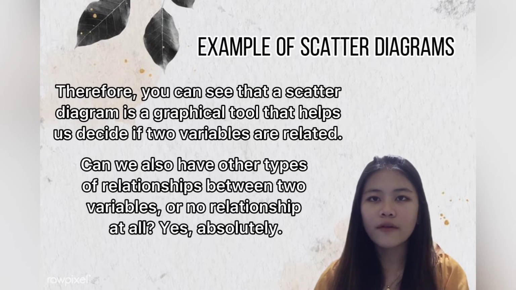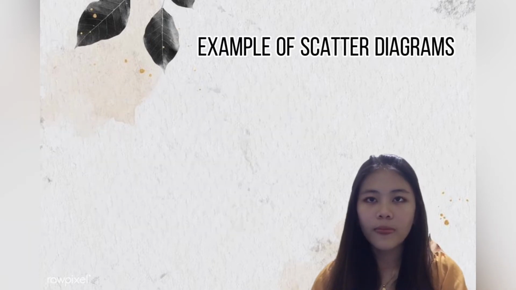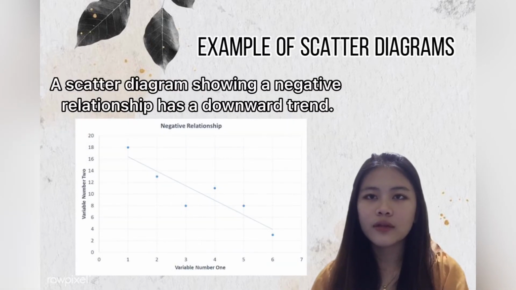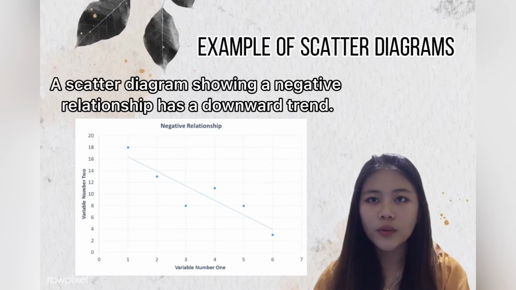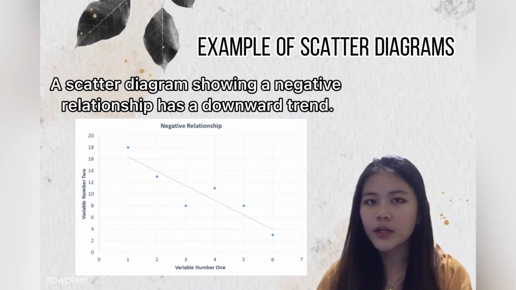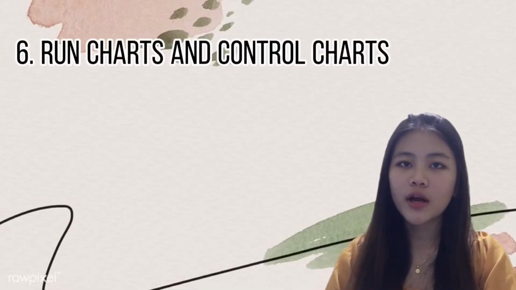Can we also have other types of relationship between two variables, or no relationship at all? Yes, absolutely. A scatter diagram showing a negative relationship has a downward trend. In other words, the slope of the best fit trend line is negative, pointing in the southeast direction, like in the image. And next is control chart.